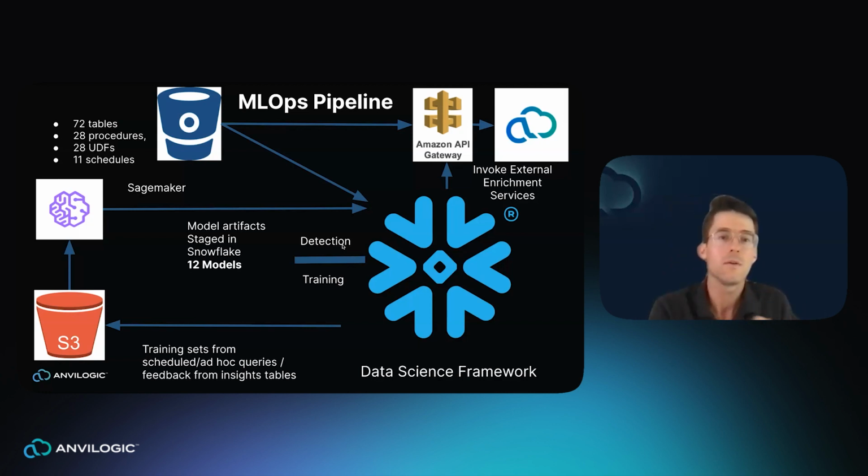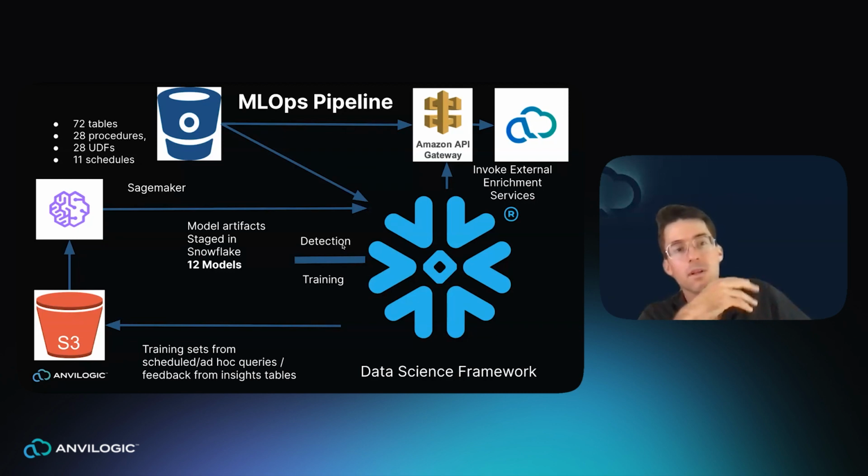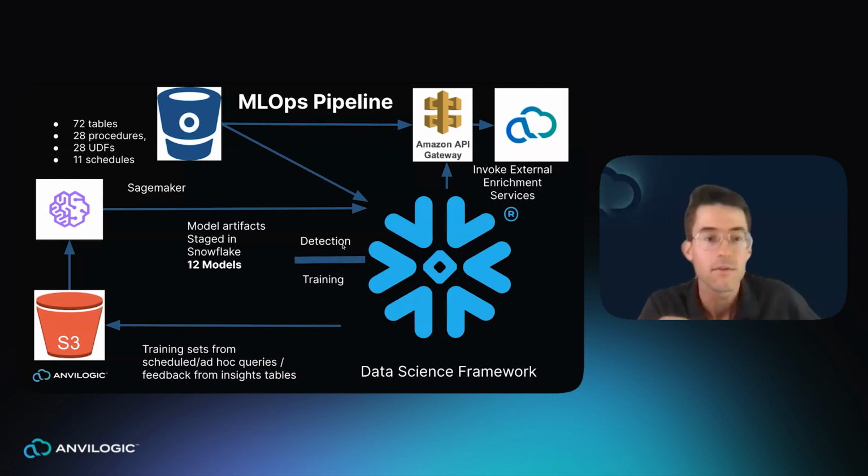For training, some of our models do require specialized hardware, basically GPUs. After we do our own ETL, we create training sets from those scheduled jobs, put them onto S3, and run SageMaker training jobs. Once we have the model, we can push it back to Snowflake.